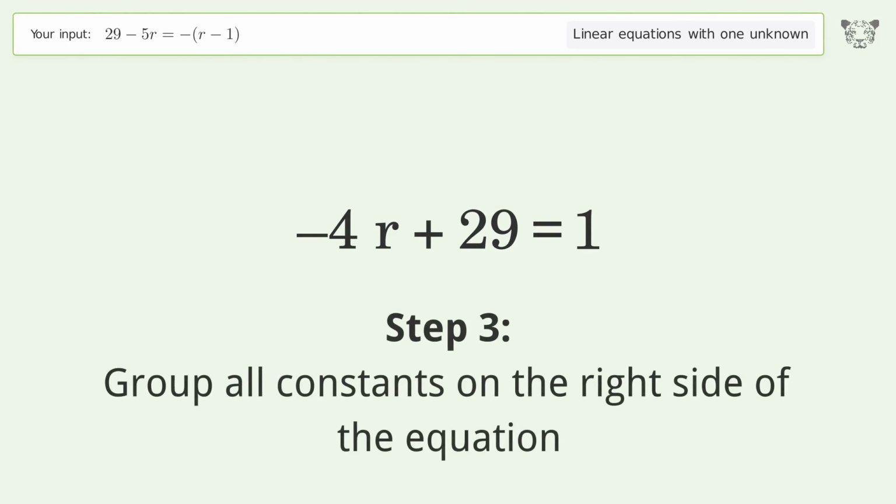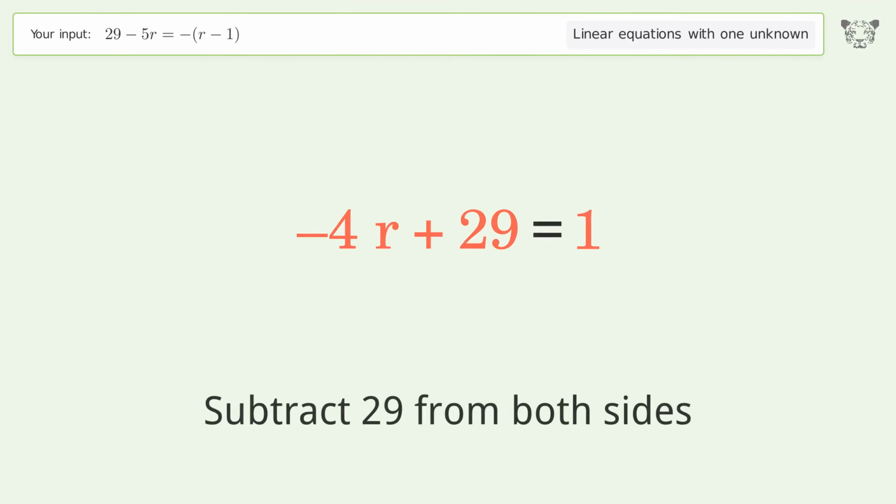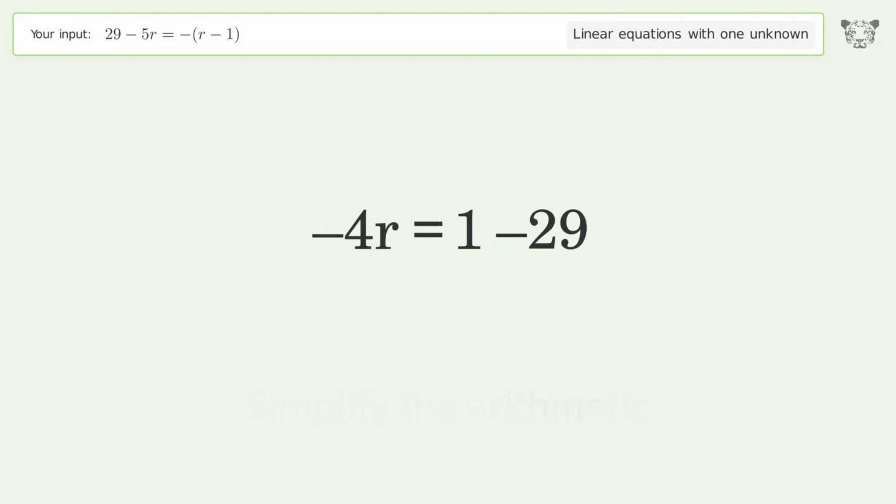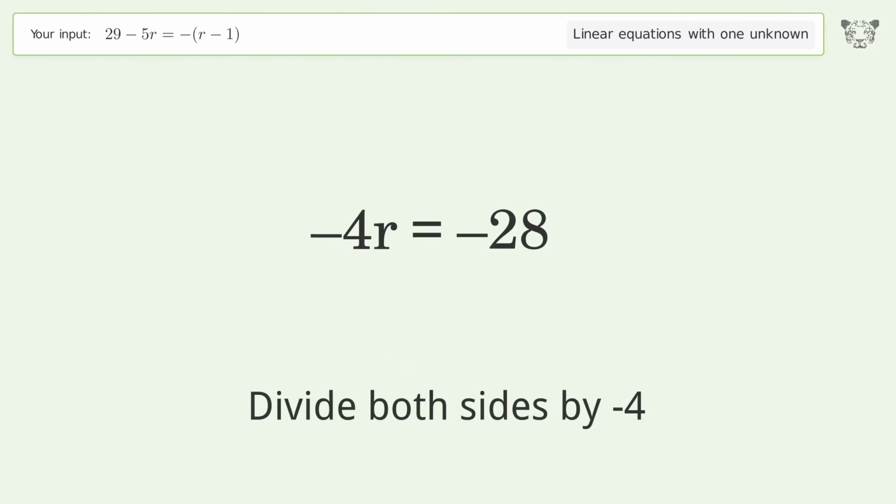Group all constants on the right side of the equation. Subtract 29 from both sides. Simplify the arithmetic. Isolate the r. Divide both sides by -4.